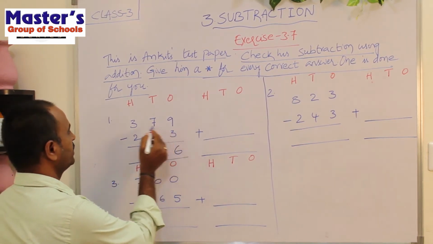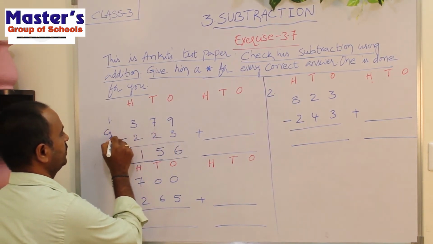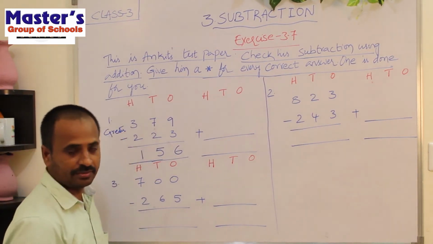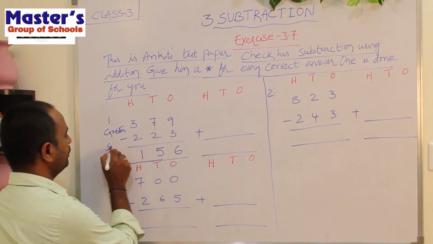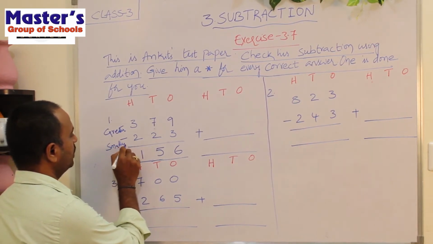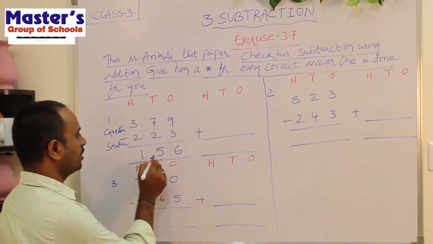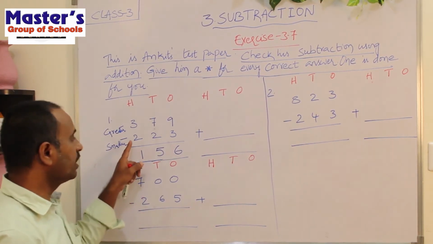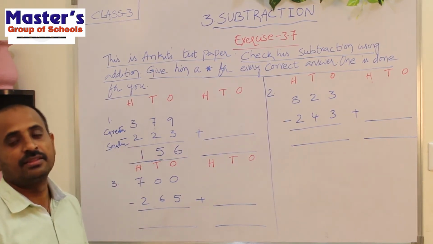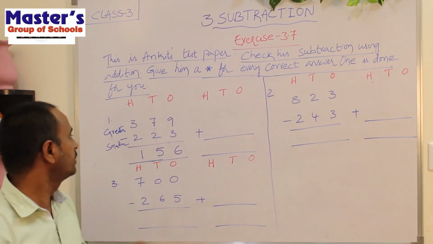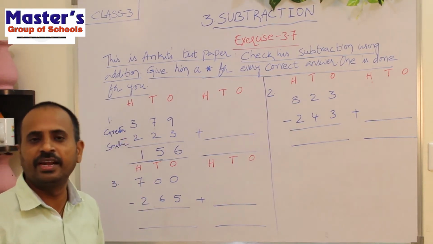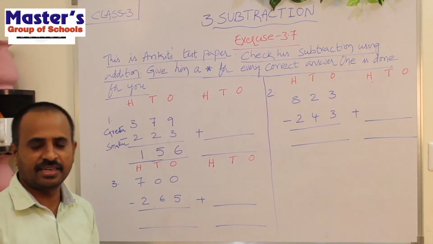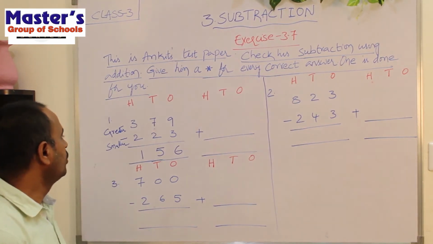So children, see, this is the greater number. That is, the first number is the greater number. And the second number in the subtraction is called the smaller number. And this is called the difference. Now we have to add the smaller number to the difference. Then we should get a greater number. So if we get a greater number by addition, our answer is correct. So let us see how to verify.